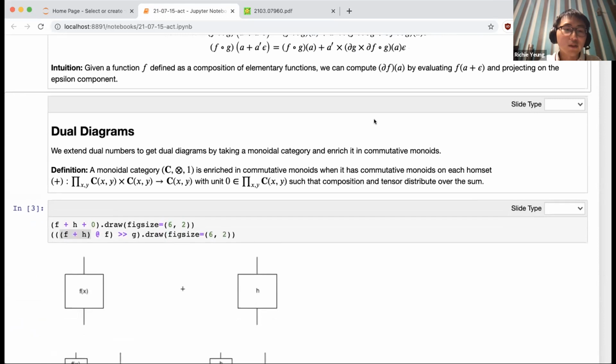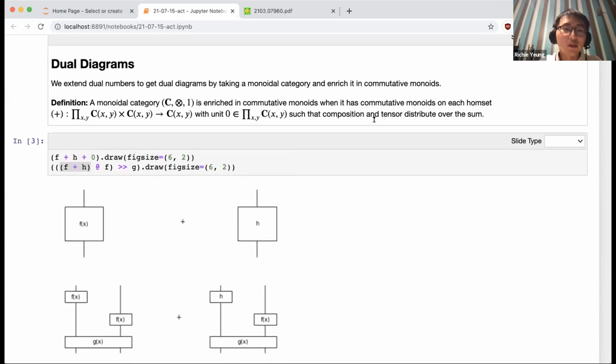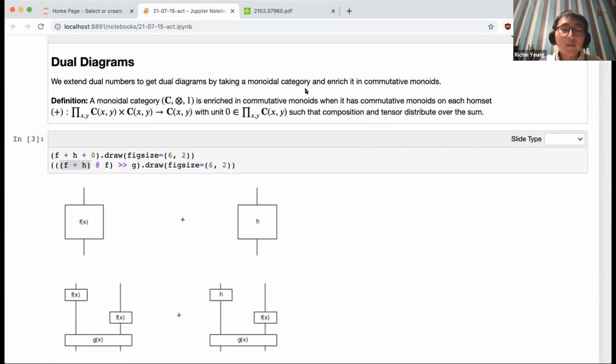So yeah, let's transfer what we know here from dual numbers to dual diagrams. How do we do this? Well, we need to take a monoidal category and then enrich it in commutative monoids.